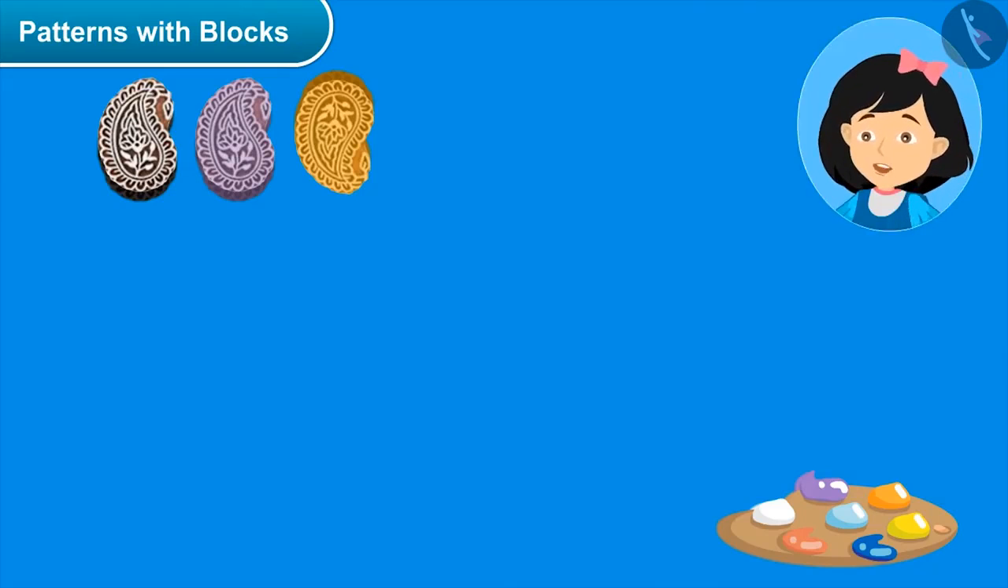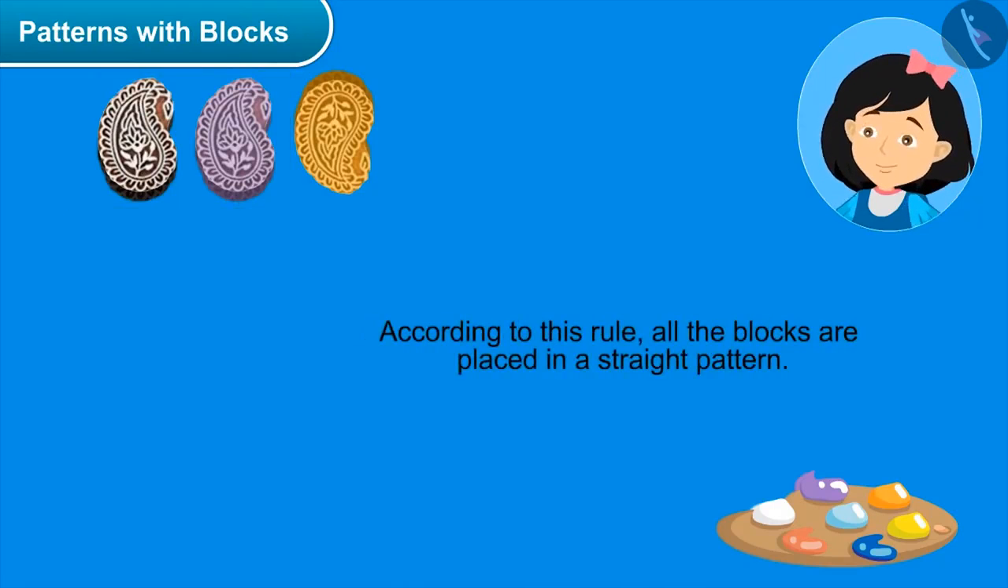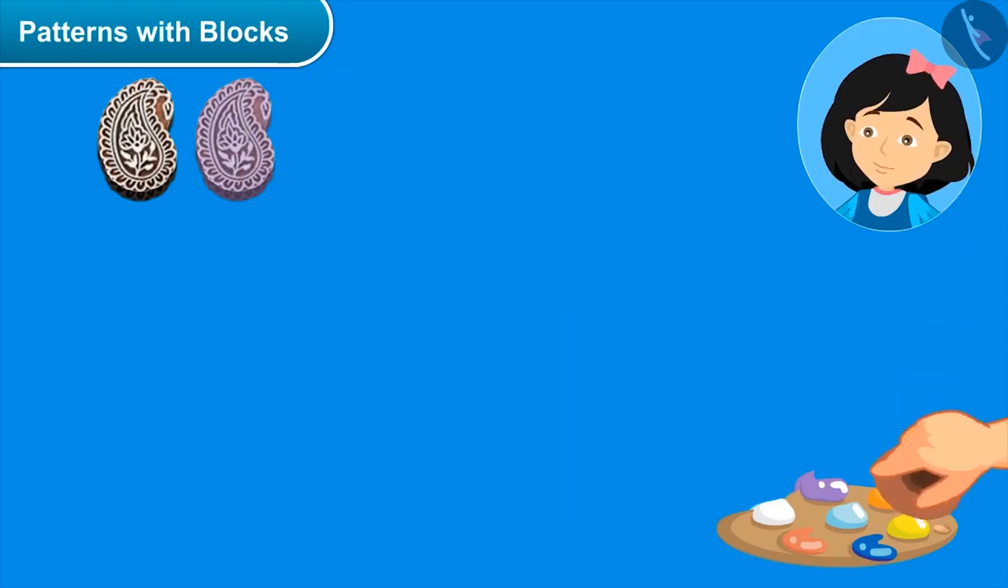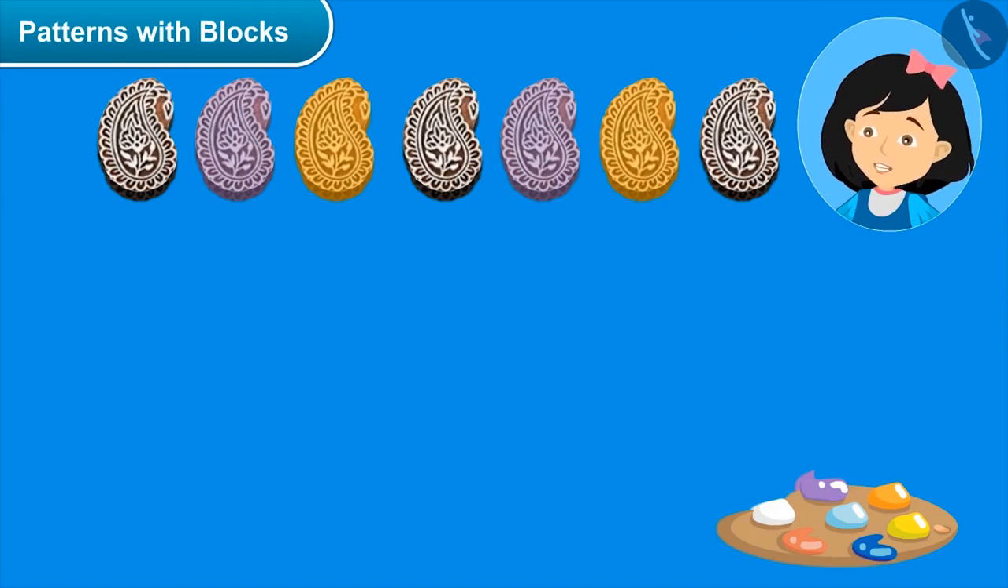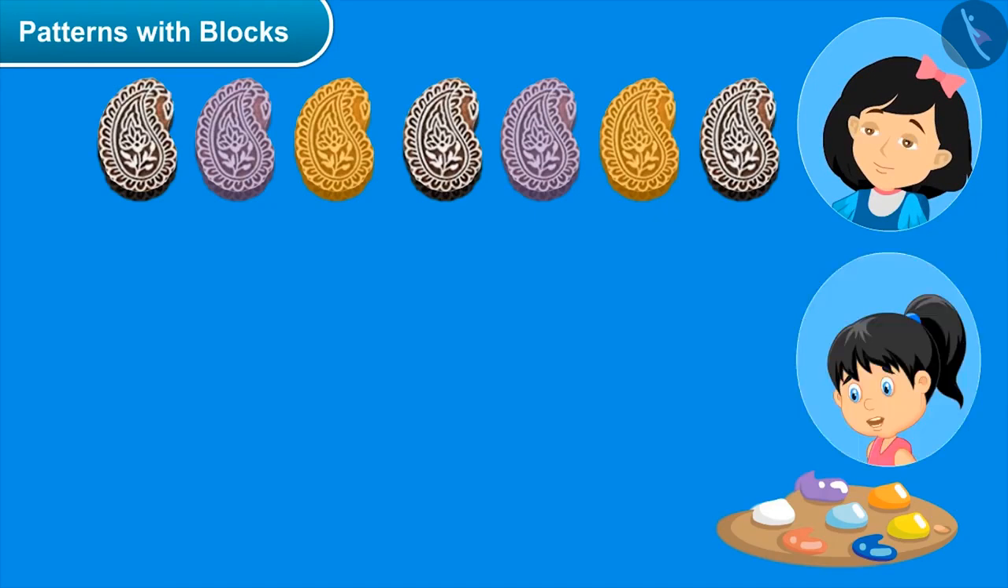Sis, like this? Oh no, not like this. First look how I have drawn these two blocks. If the rule by which these two are made is followed, then only you will get the pattern. This one is upside down. Oh, is it like this, sis? Yes, perfect. According to this rule, we are placing the blocks in a straight pattern. Sis, can we make pattern by placing the blocks upside down? Yes, definitely. We can draw patterns by making our own rules too.